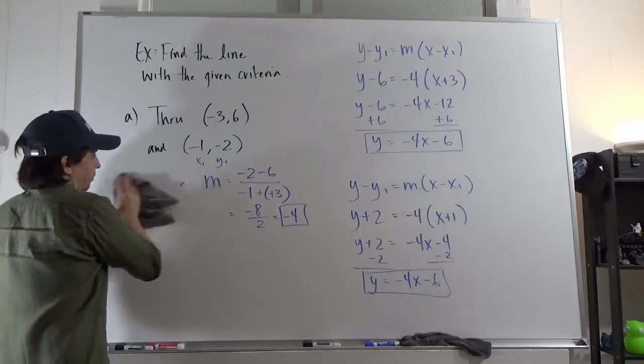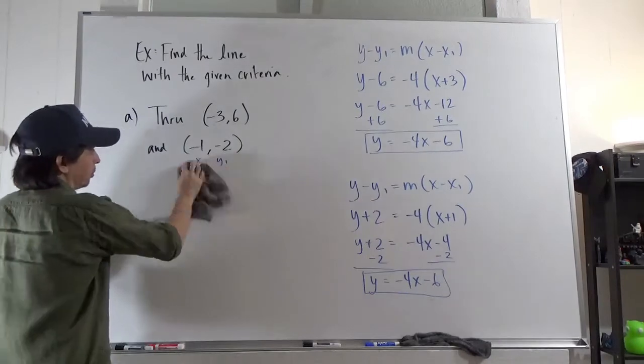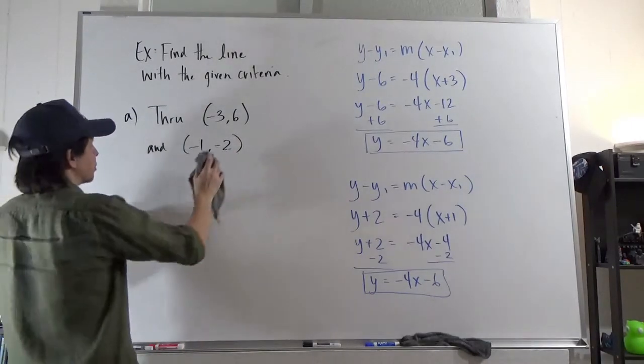All right. So either point works with point slope form, but you will need to use both of them to find the slope first.